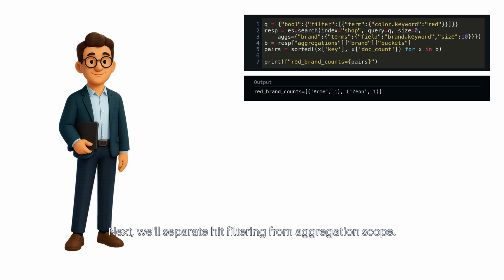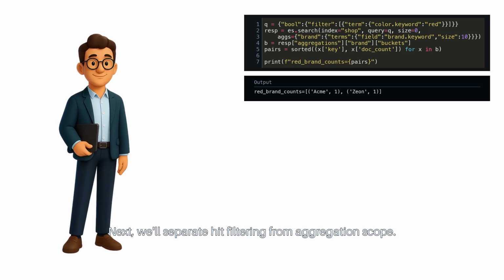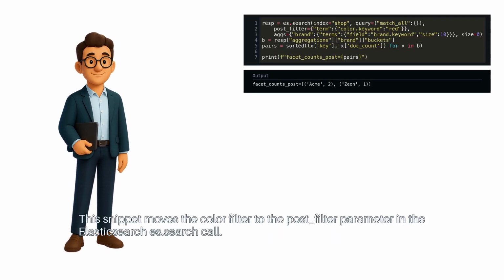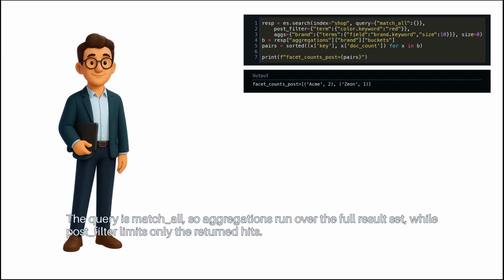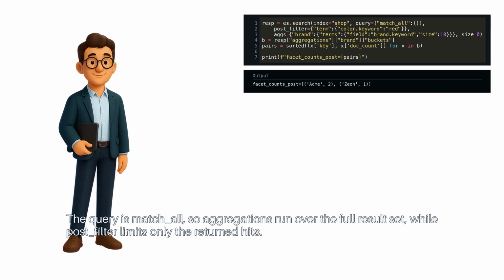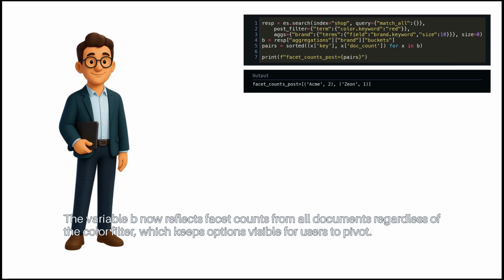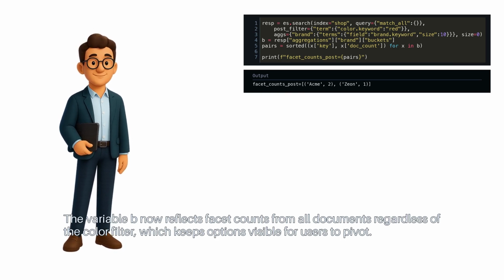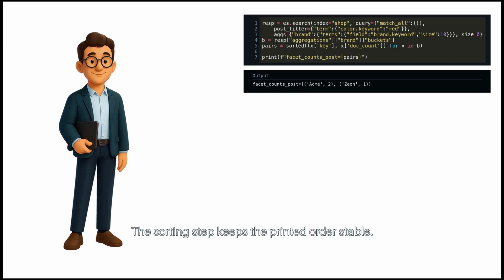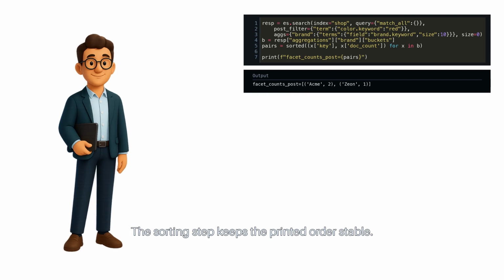Next, we'll separate hit filtering from aggregation scope. This snippet moves the color filter to the post_filter parameter in the elasticsearch-py call. The query is match_all, so aggregations run over the full result set, while post_filter limits only the returned hits. The variable B now reflects facet counts from all documents, regardless of the color filter, which keeps options visible for users to pivot. The sorting step keeps the printed order stable.